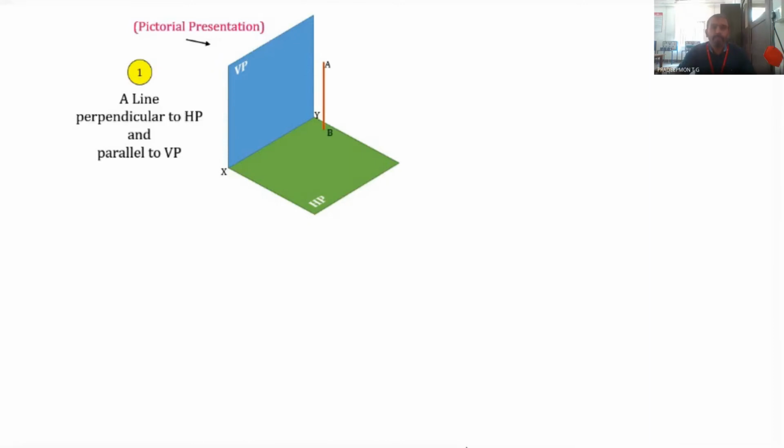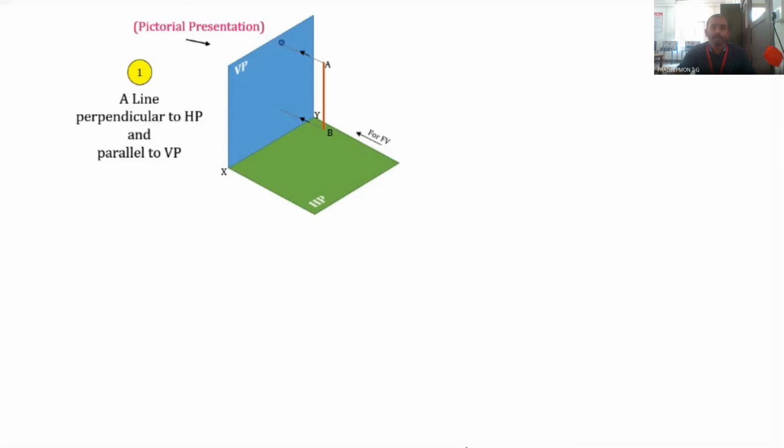Now we know the endpoints. We name the endpoints as A and B, capital A as well as capital B. In the actual object, the names are given as capital letters. In order to get the front view, we look from this side. Both A as well as B are projected to the VP.